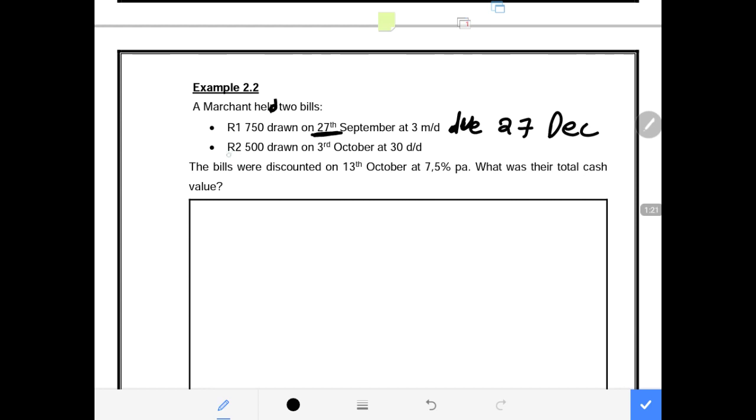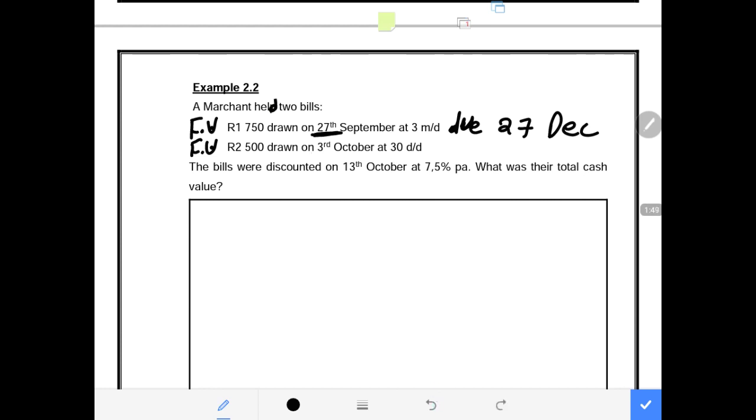Then another bill is 2,500. Remember, these amounts are the face values of the bill, the amount that was signed on the bill after the inventory was sold. This bill is 2,500 face value, drawn on the 3rd of October at 30 DD.